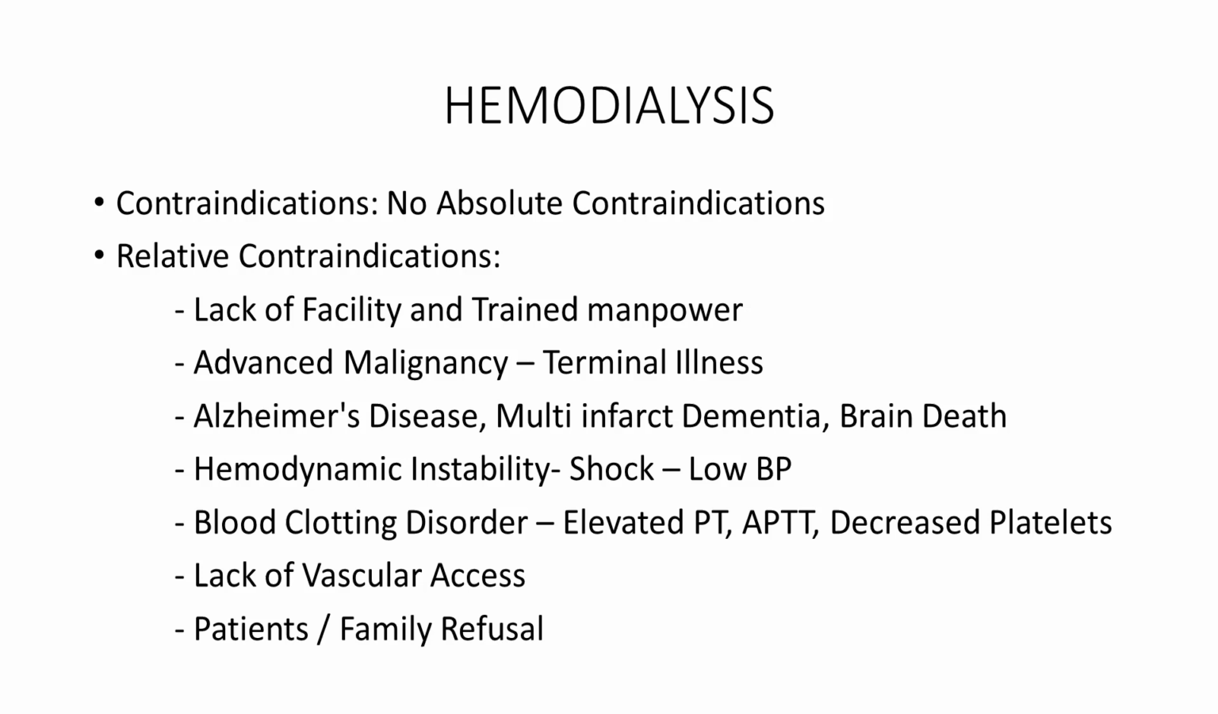Now, hemodynamic instability. The patient has shock, low blood pressure. In such a situation, first you have to make the patient hemodynamically stable, and then you can perform dialysis. Blood clotting disorders, you have to correct the clotting disorders like elevated PT and APTT or decreased platelets. First you have to correct, then and only then should dialysis be performed. Lack of vascular access, because hemodialysis is the procedure in which blood is involved.